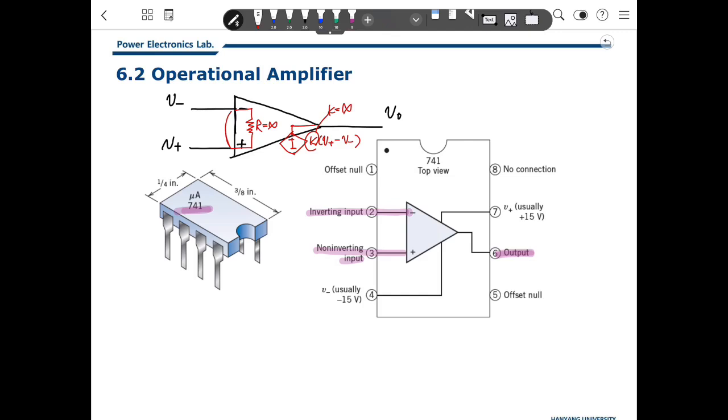Because this R is infinity, there's no current. Current cannot flow here, even though there's a voltage difference, because the current I will be (V plus minus V minus) divided by R. This R is infinity, so the current will be 0. So we assume that the current going into the input is 0, and the gain goes up to infinity.